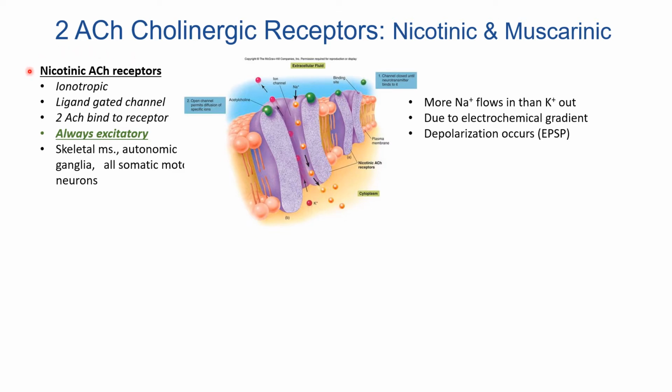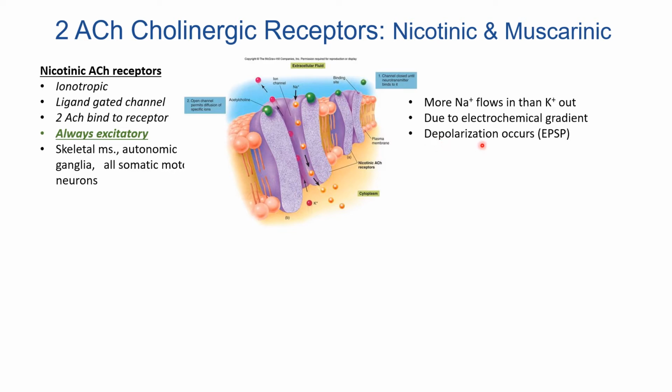So nicotinic ACh receptors are always excitatory, always, always, always, whether they're in skeletal muscle in that somatic system or in the autonomic ganglia. And all somatic motor neurons that use nicotinic receptors are always going to be excitatory.